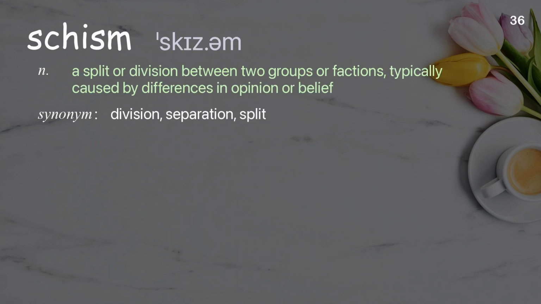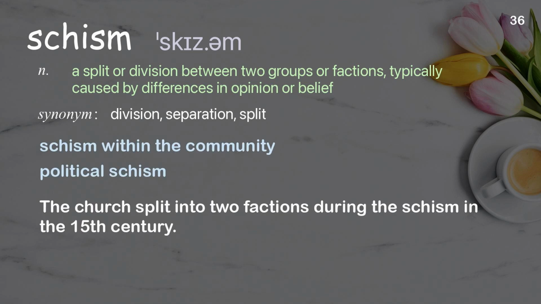Schism. A split or division between two groups or factions, typically caused by differences in opinion or belief. Examples: schism within the community. Political schism. The church split into two factions during the schism in the 15th century.